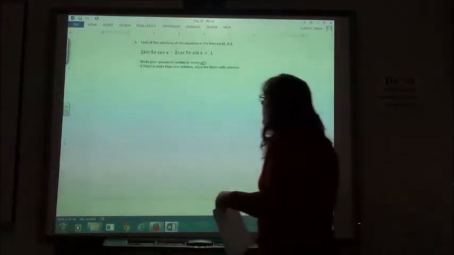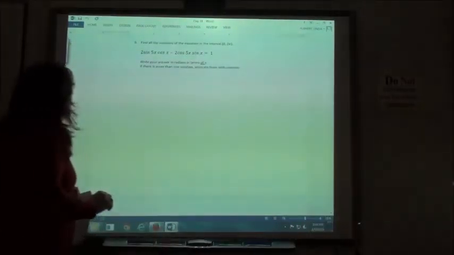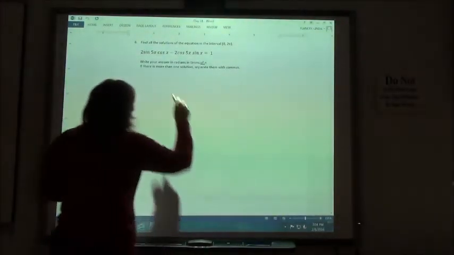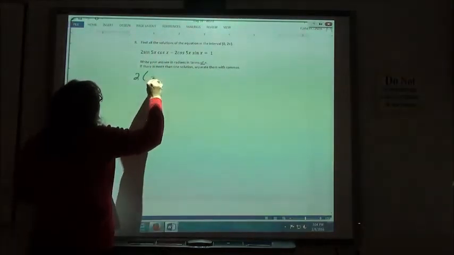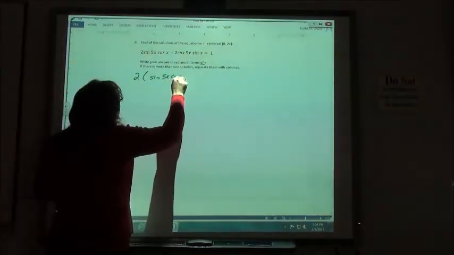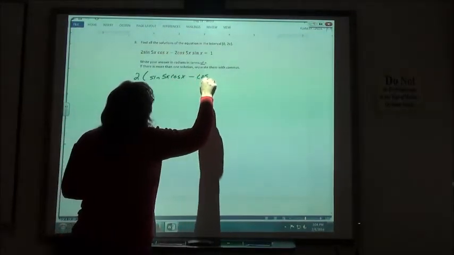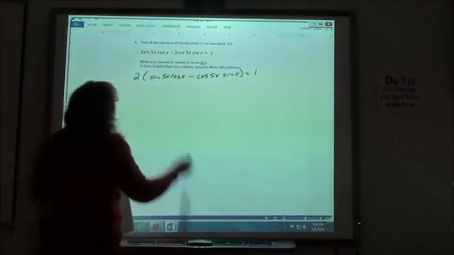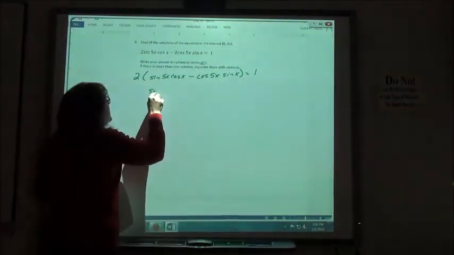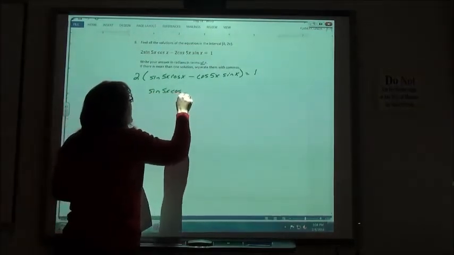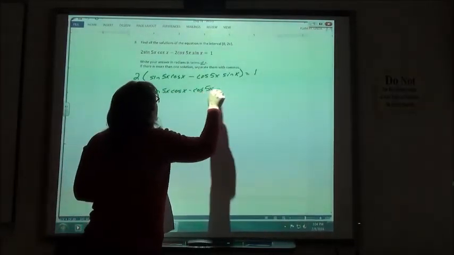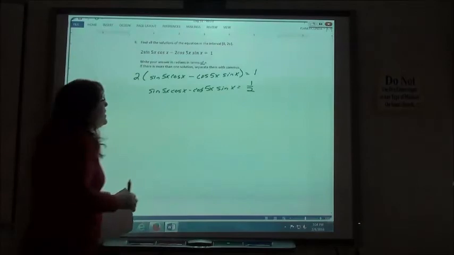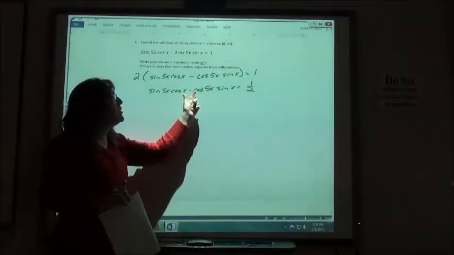Number 8, same kind of thing. I have 2 sine of 5x cosine of x minus 2 cosine 5x sine of x. If I factor out the 2, I would have sine of 5x cosine of x minus cosine of 5x sine of x equals 1. So if I divide by 2, I would have sine of 5x cosine of x minus cosine of 5x sine of x equals 1/2. This again is one of my formulas. Sine cosine minus cosine sine.